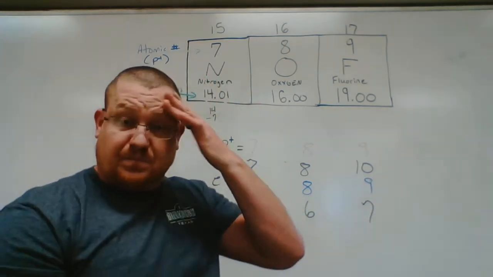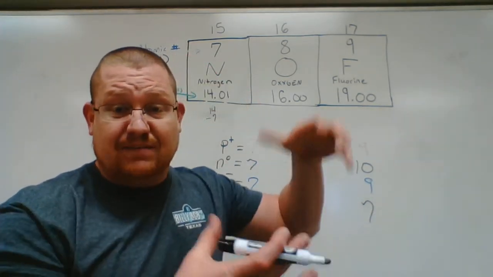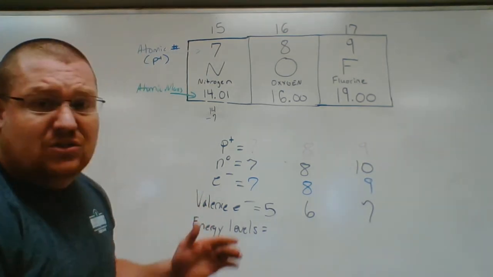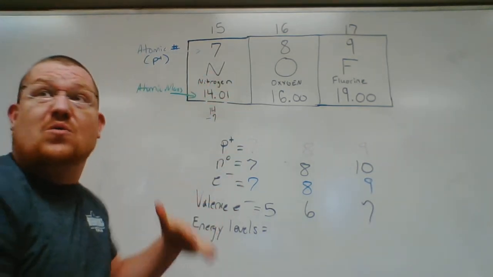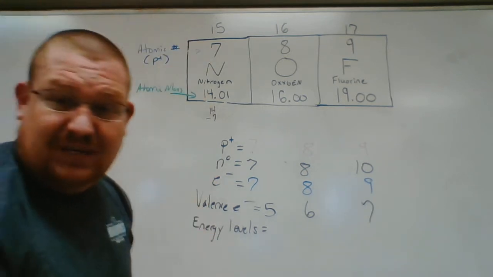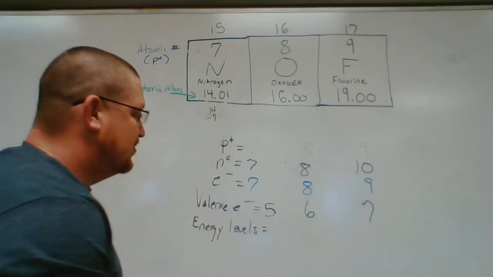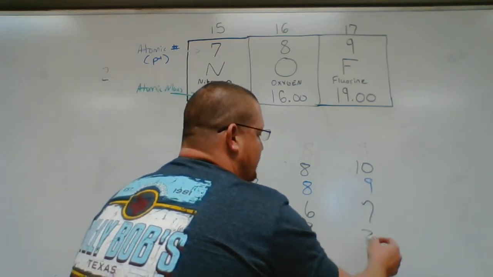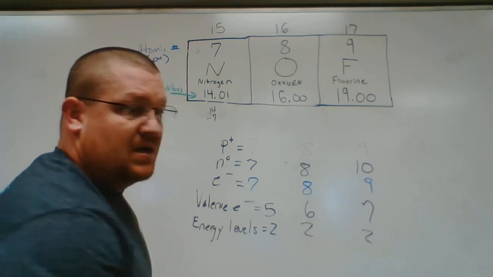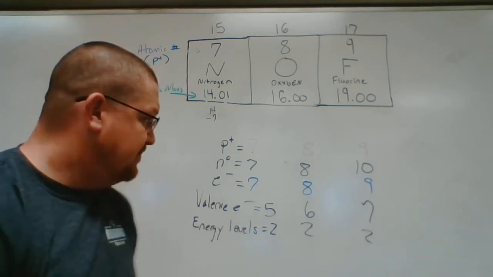And energy levels is how many rings of electrons there are around the nucleus. So all 3 of these happen to be in row 2. There'd be a 2 way over there on that side, telling us it's in the second row. So they're all going to have 2 energy levels of electrons. That's it. That's the review of the basic atom. Rock and roll.